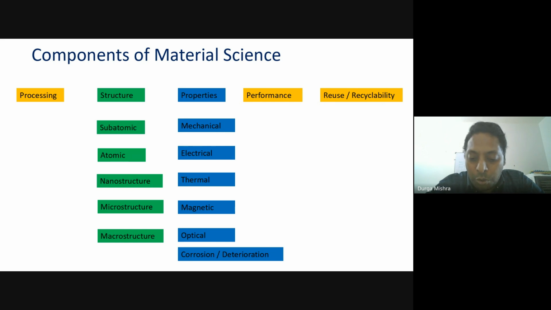Sometimes it's also called functional properties. So how that is affected, that is what we need to understand in material science. The other two components, the processing and performance, are more towards the application, or the engineering part of the material science. So that's why sometimes the term used is material science and engineering. A material engineer would look at how the application depends on the structure and the properties.